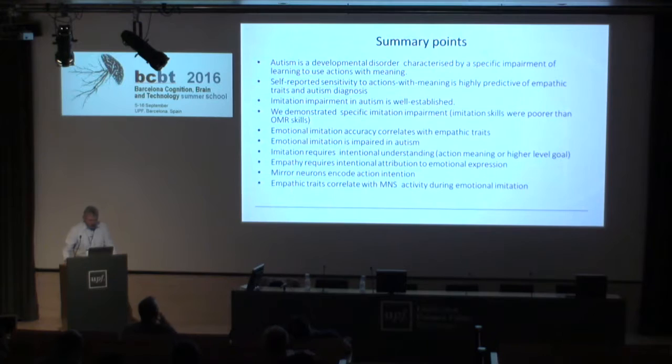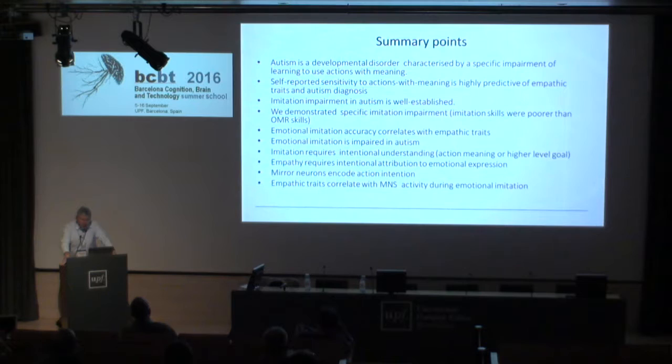Okay, so I think we're at the summary points, just to go over the things we've been talking about over the last hour. Primarily, autism is a developmental disorder characterized by a specific impairment of learning to use actions with meaning. The self-reported sensitivity to actions with meaning is highly predictive of both empathic traits and autism diagnosis. Imitation impairment in autism is well established, but we've now shown that it's a specific imitation impairment. We also show that emotional imitation accuracy correlates with empathic traits, and that emotional imitation is impaired in autism.